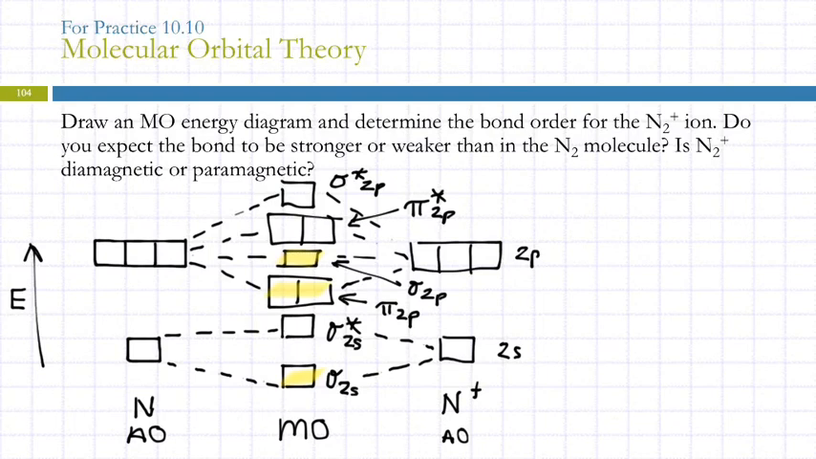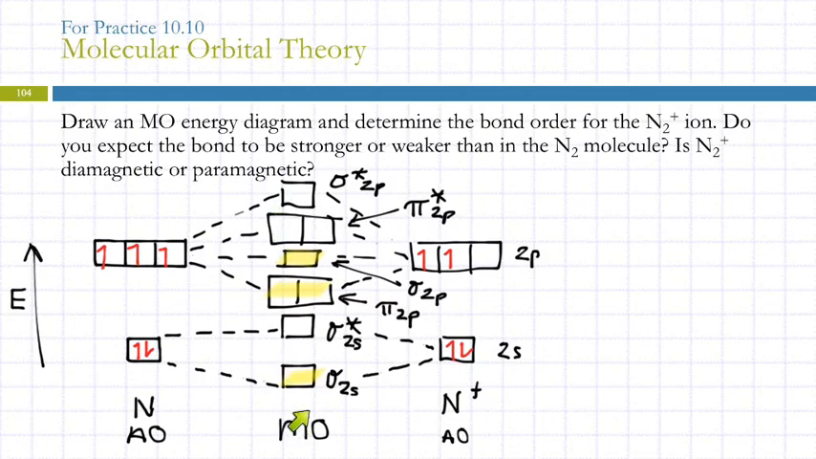So nitrogen atom, how many valence electrons? 5. So let's put the electrons in here. 1, 2, 3, 4, 5. Over here, this is a nitrogen ion, N+. So that means it's missing an electron and only has 4 electrons. You don't absolutely have to draw the atomic orbitals, but you do need to get the correct number of electrons. So the total number of electrons here is 9 valence electrons.